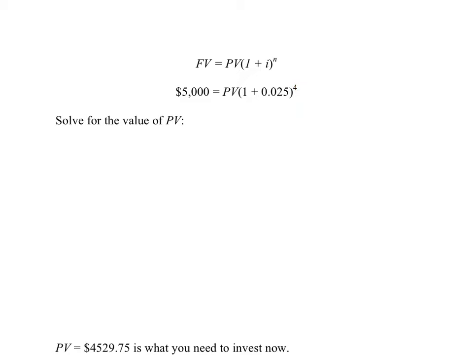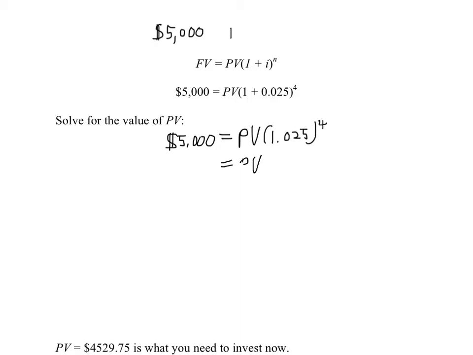Once we've plugged in the known values for FV, I, and N, it's just a matter of computing and solving for the one unknown, PV. In order to solve here, we're going to have to compute the value of 1.025 to the 4th power, which equals 1.103813. It's always a good idea in these computations to carry some extra accuracy, a number of extra digits of information, rather than rounding off too soon.